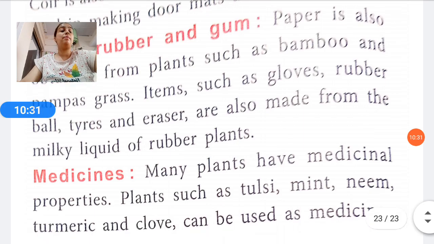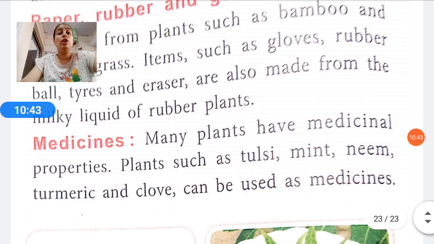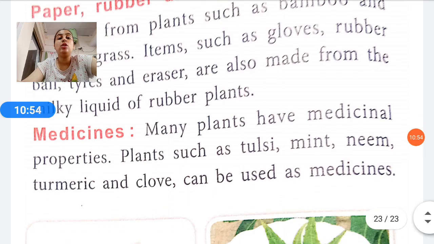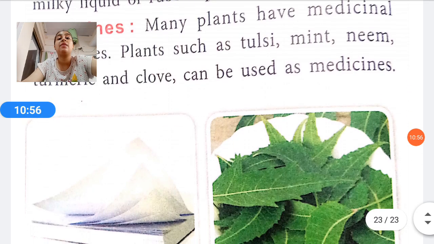Now medicines. Many plants have medicinal properties. Plants such as tulsi. Now in the days of coronavirus, it is also advisable to eat tulsi and neem leaves. Medicinal value. So we have to grow more and more plants, only then will medicines come. Tulsi, mint, neem, turmeric can be used as medicine. Clove, that is referred to as laung.